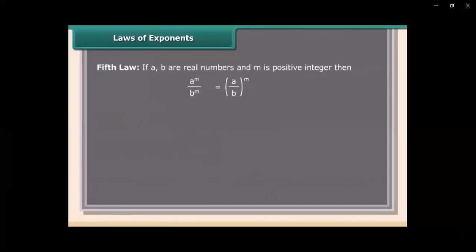Let's discuss the fifth law now. The fifth law says that if a and b are real numbers and m is a positive integer, then a raised to the power m by b raised to the power m is equal to a by b raised to the power m. That's all about the fifth law. For example, if you have to evaluate 2 by 5 raised to the power 3, the same example we have seen previously, it can be written as 2 cube by 5 cube, which equals 8 by 125. That's our final result using the fifth law.